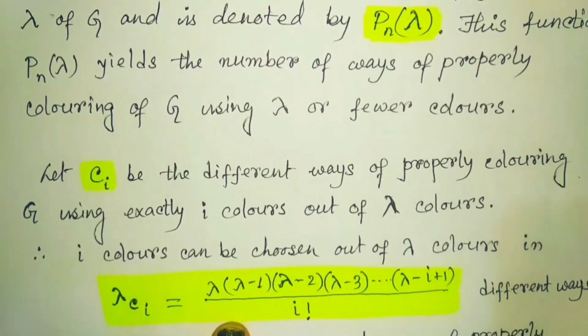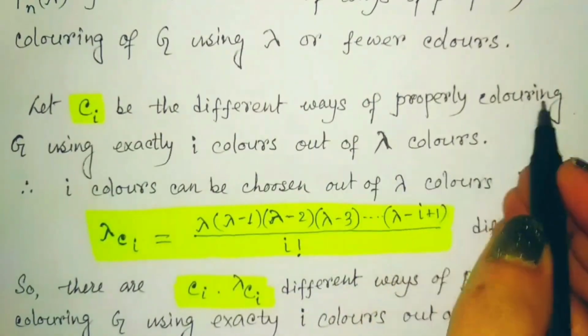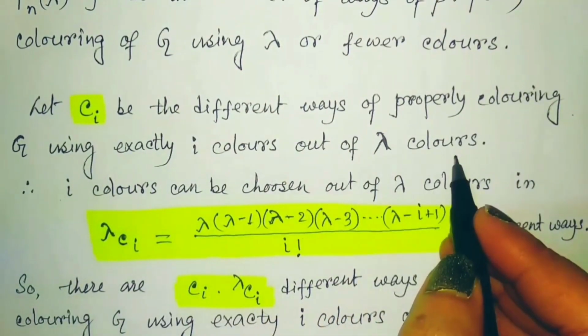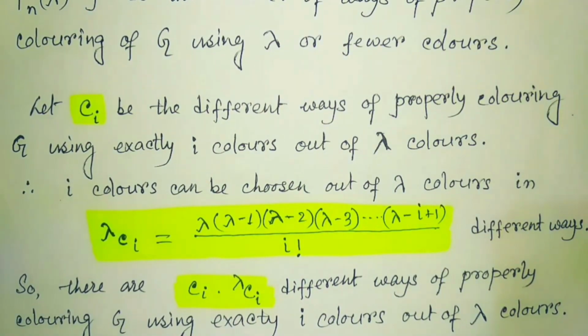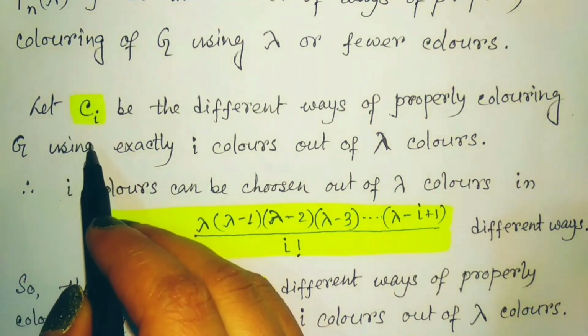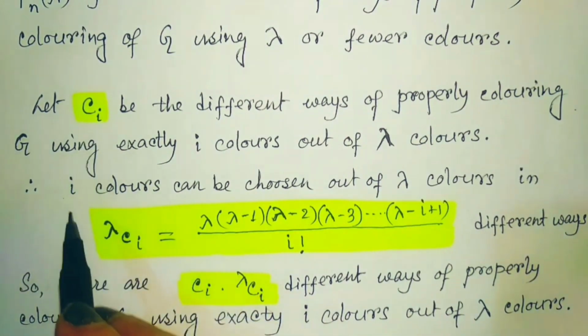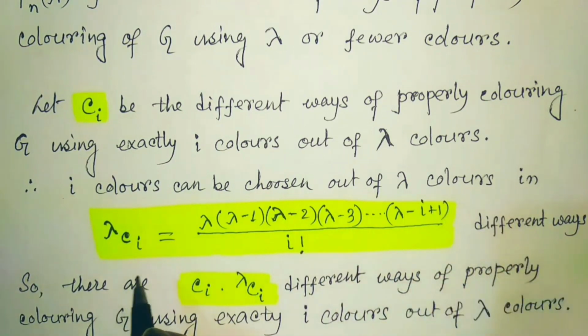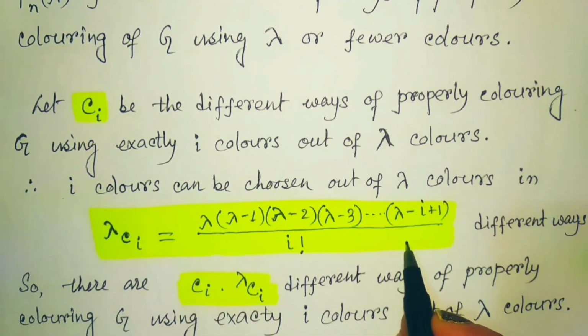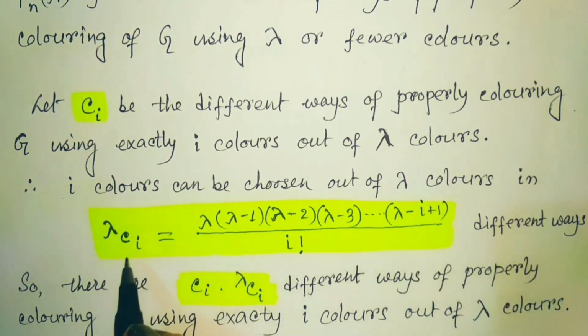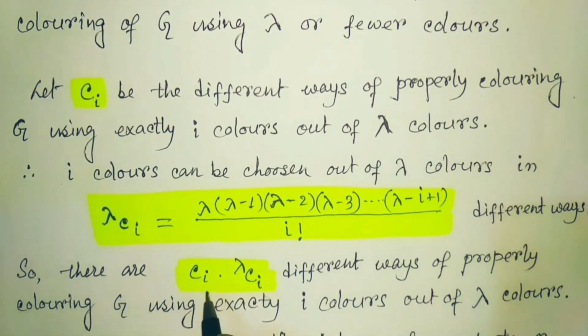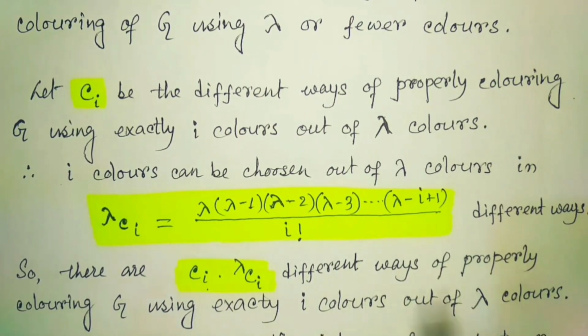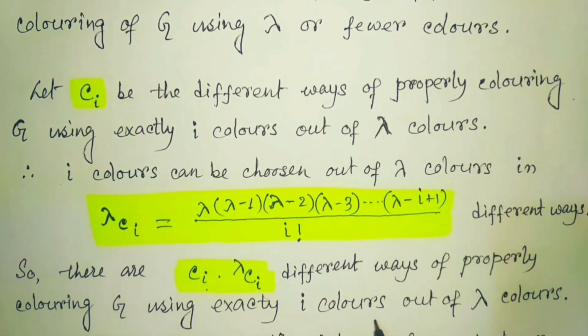So how do we find the chromatic polynomial? Let C_i be the number of different ways of properly coloring G using exactly i colors out of lambda colors. If we have considered a total of lambda colors, and out of lambda, i colors are required to color G properly, then the number of different ways to color the graph G is denoted by C_i. We can use the binomial to find C_i. First we should find in how many ways i colors can be chosen out of lambda colors. That is lambda C i, from the binomial. So this is the number of ways by which we can choose i colors from lambda colors. So there are C_i times lambda C i different ways of properly coloring G using exactly i colors out of lambda colors.